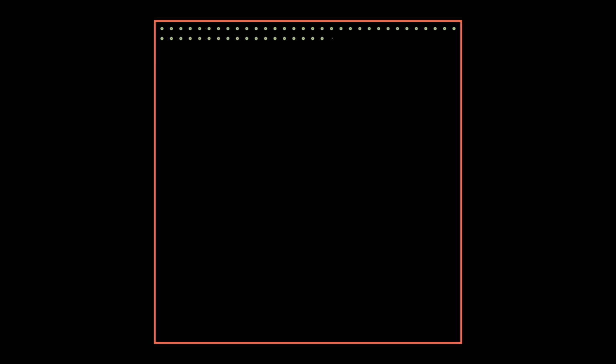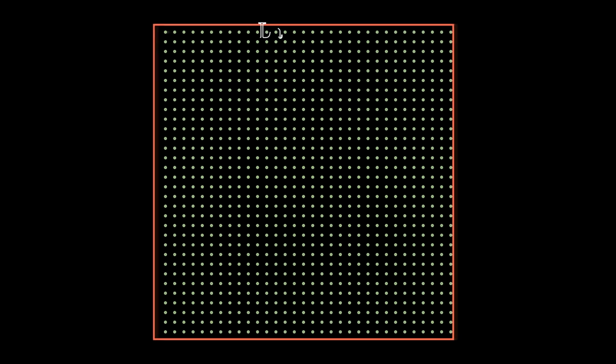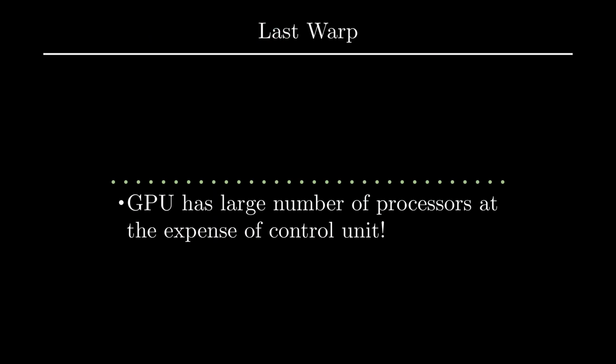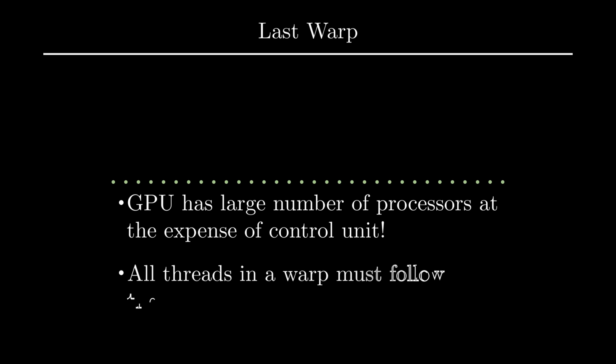Let's isolate a single thread and look at the last WOP. The GPU hardware can accommodate such large threads because a small portion of the die is reserved for the control unit. This means a WOP is given a single instruction and the whole WOP must follow the same execution path.